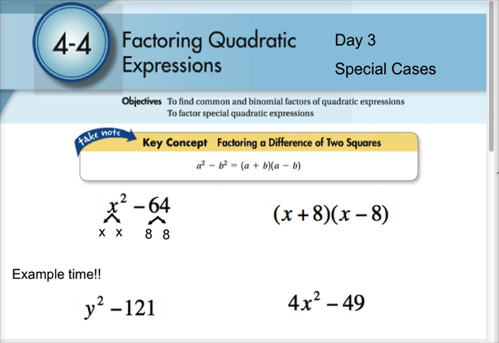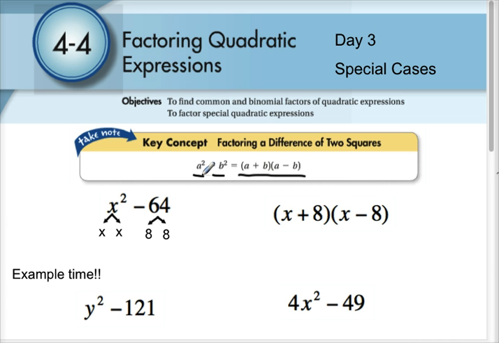Okay? So when you have two squared terms that are being subtracted, it factors into a plus and a minus because we want that middle term to cancel out. So you get the two square roots of those things, one parenthesis being added, one parenthesis being subtracted.